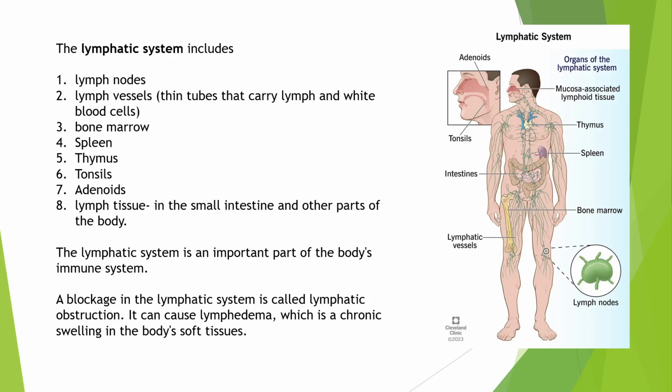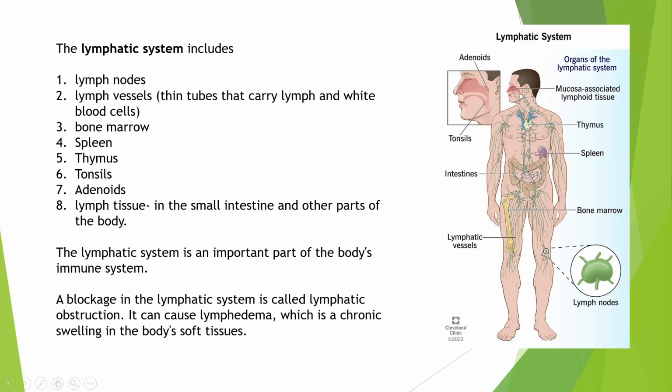Coming to the topics, first we will learn a little bit about the lymphatic system. The lymphatic system includes lymph nodes, lymph vessels, bone marrow, spleen, thymus, tonsils, and adenoids. Lymph tissues in your small intestine also come under lymph tissues. Lymph vessels are thin tubes that carry lymph and white blood cells. In this diagram, you can see a representation of all these organs that are part of your lymphatic system.